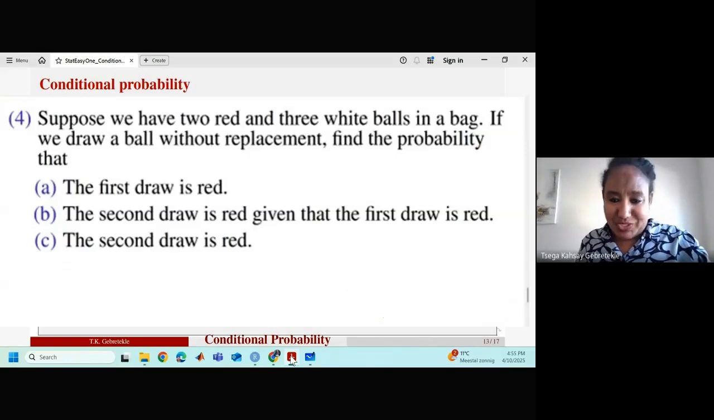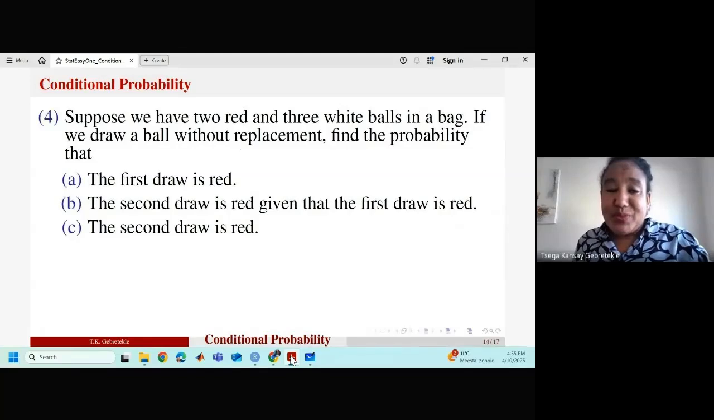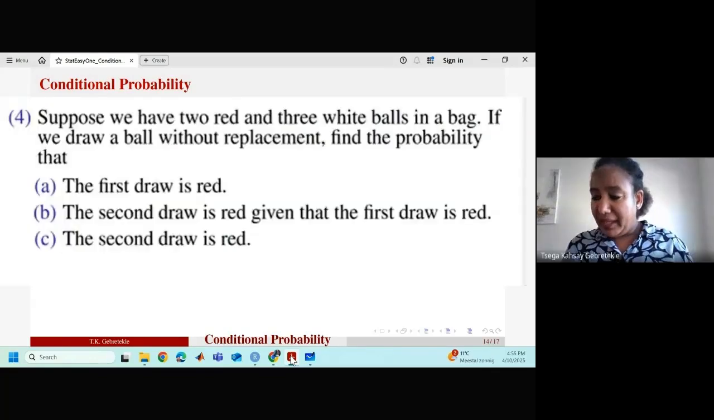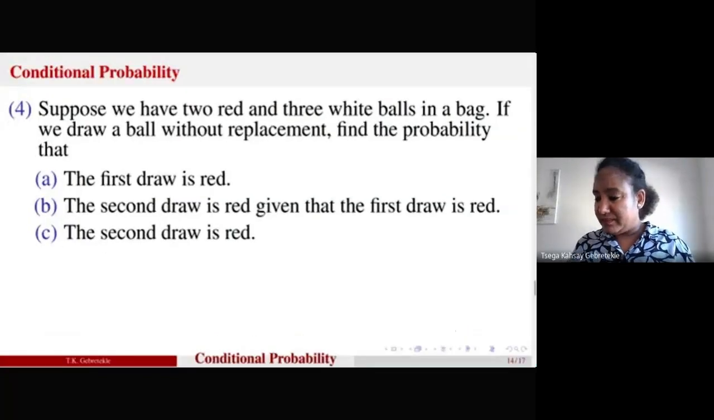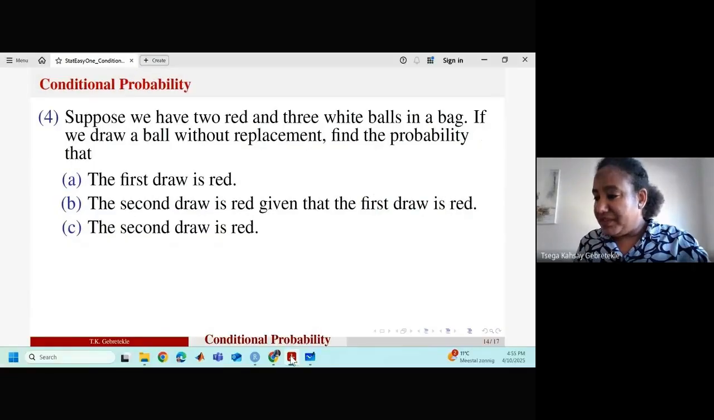So one last question is the following. Suppose we have 2 red and 3 white balls in a bag. If we draw a ball without replacement, find the probability that A, the first draw is red. B, the second draw is red, given that the first draw is red. And C, the second draw is red.